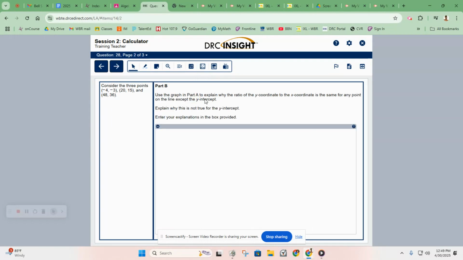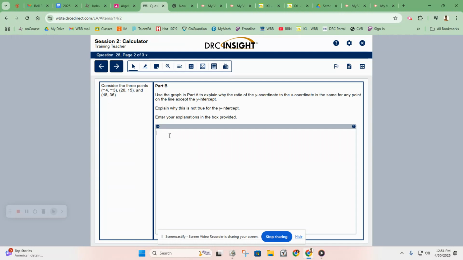Part B says use the graph in part A to explain why the ratio of the y coordinate to the x coordinate is the same for any point on the line except for the y-intercept. Explain why it is not true for the y-intercept and enter your explanation in the box. All right, so the ratio of y coordinates to x coordinates is the slope. So in a line, our slope is going to be constant. But we can prove that it is by doing the slope formula on these ordered pairs and seeing that it always ends up being the same, okay?